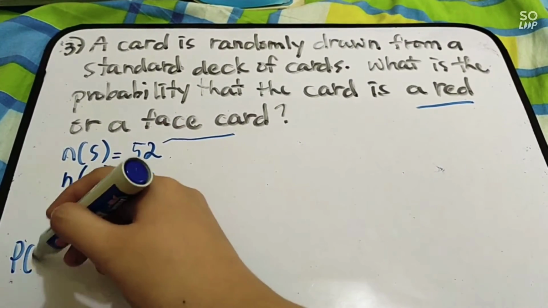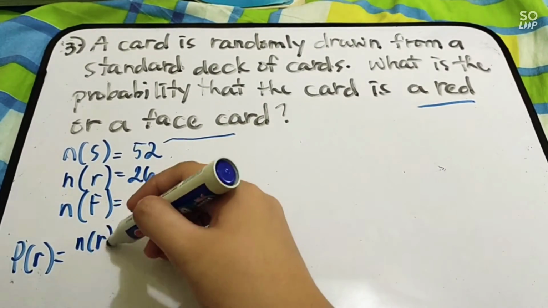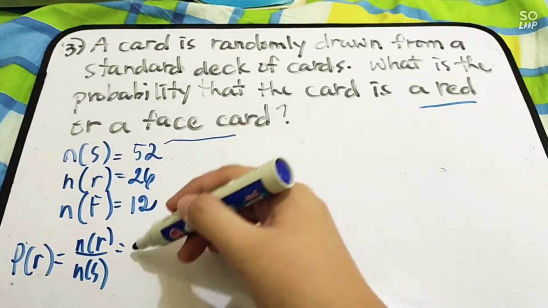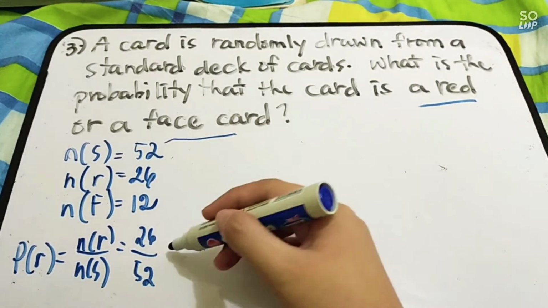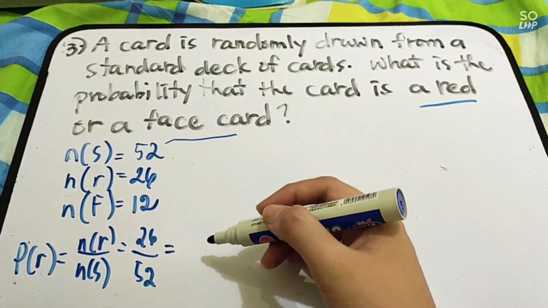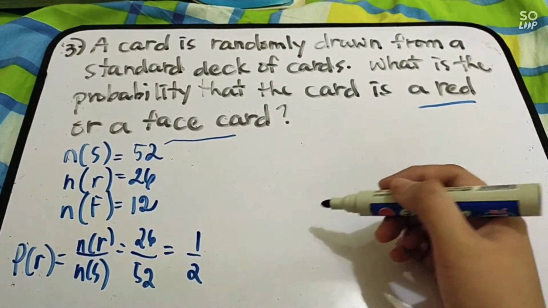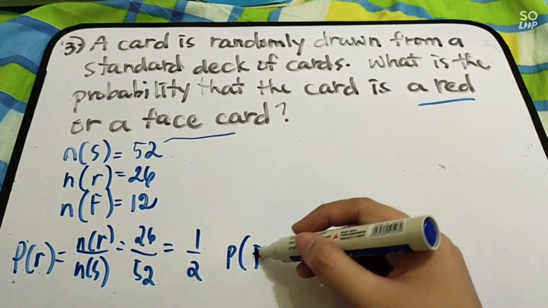So, the probability of the red cards is equal to N of R over N of S, the sample space. Red card, we have 26 over, kung ilan lahat sila, that is 52. So, this one is equal to 1/2. Next tayo. The probability of the face cards.